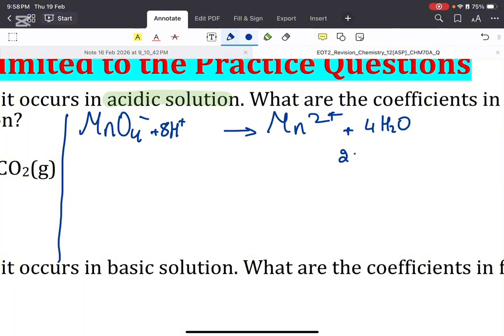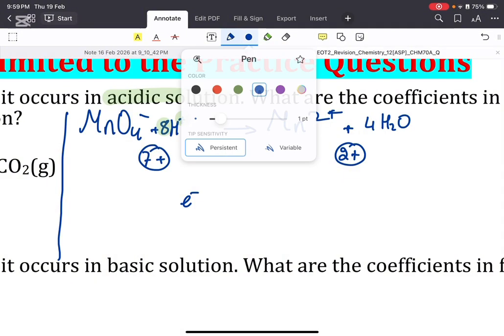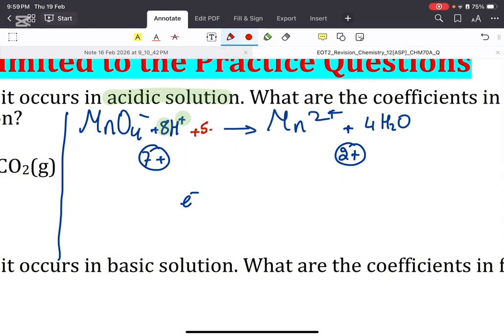Now I'm gonna calculate the charges on each side. Here I have 2 plus, and here I have 8 plus, don't forget the number next to H plus, and 1 minus, so here I have 7 plus. As I said, we add electrons to the side that has higher charge because we want to lower it to equal the other side. So if I have 7 pluses and I added 5 minuses, 5 electrons, the charge on both sides is going to be 2 plus. Moving on.